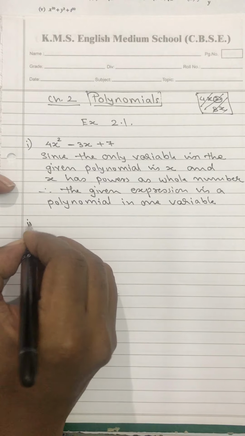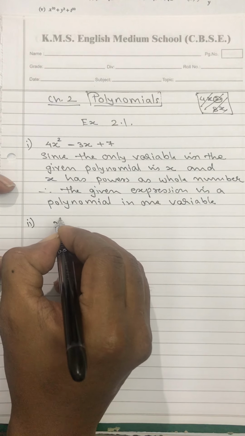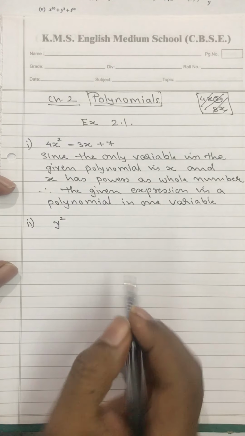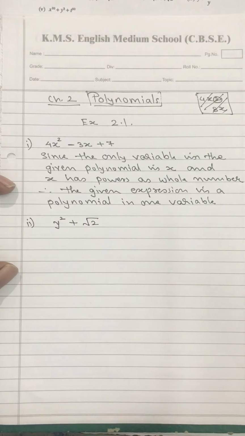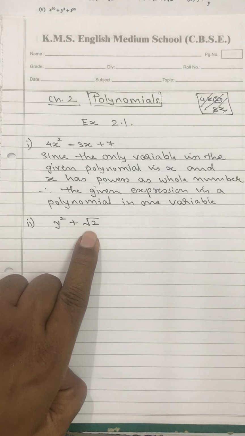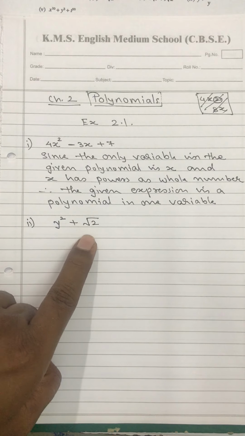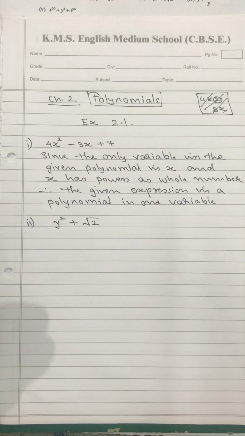See, second question again, y square, I will write square like this, up plus root 2. See here, root 2, if I am telling you, don't bother about the numericals, numbers, don't get bothered. They are not going to play any role when you are going to decide whether it is a polynomial or not a polynomial. Only role you have to consider is of the variables and its power.